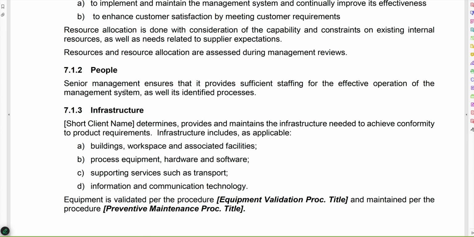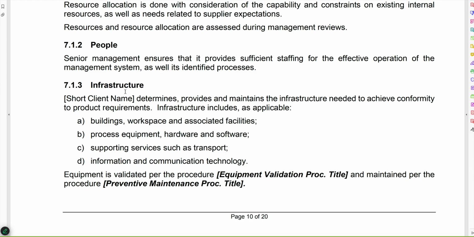Now for the support, we have to write down about the people that we have in the company. We also need to talk about the infrastructure. So we are going to determine, provide and maintain the infrastructure needed to achieve conformity to product requirements. Those infrastructure items include, as applicable to each site, the buildings, workspaces, associated facilities, process equipment, hardware, software, supporting services, and information and communication technology. And of course, we add at the end the equipment that must be validated and calibrated when applicable per the procedures. And here we are going to add the names of the procedures.